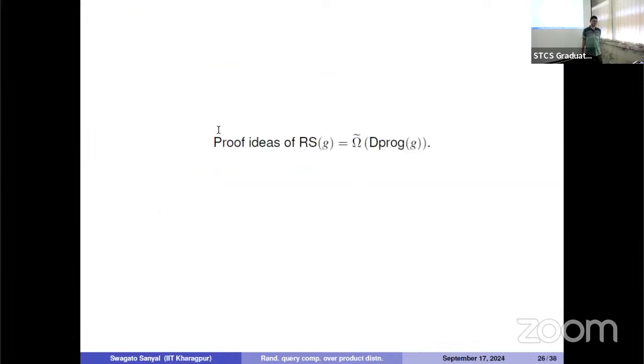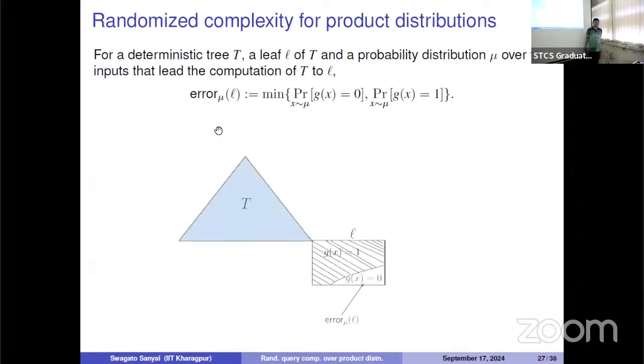So in the rest of my talk, I'll tell you the ideas that go into the proof that RS is at least D prod. Any questions so far? We do this via another measure that we define in this work. To build up towards that, let me introduce some definitions.